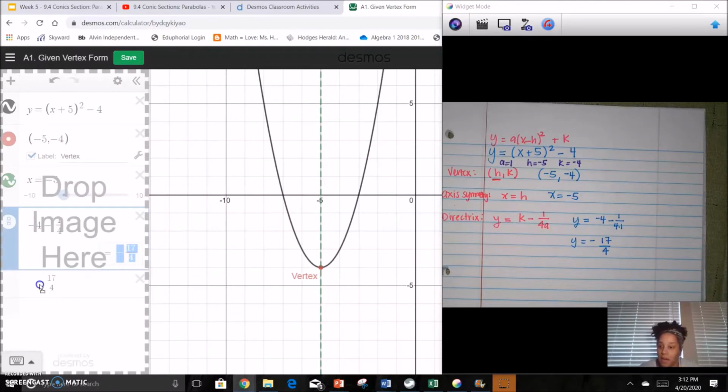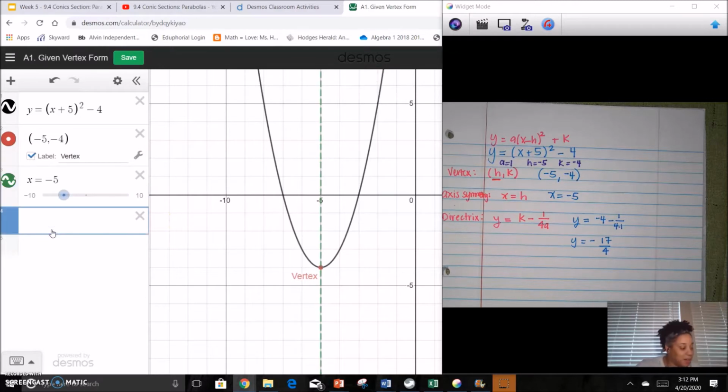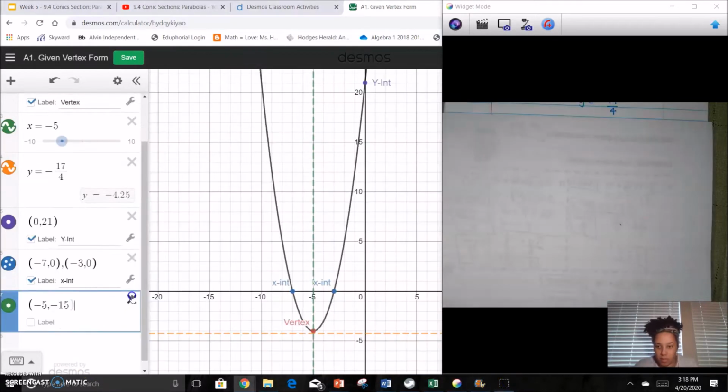I was wondering if I could drag and drop it, and I can, but I don't know where it went, so that didn't work out. So I'm going to close it out, and then I'm going to type y equals, because I need this to show up on my graph. Negative 17 divided by 4. In Desmos, and I will open that up in just a second, there is a calculator on the screen that you can actually open up as well. All right. So let me check my timing.